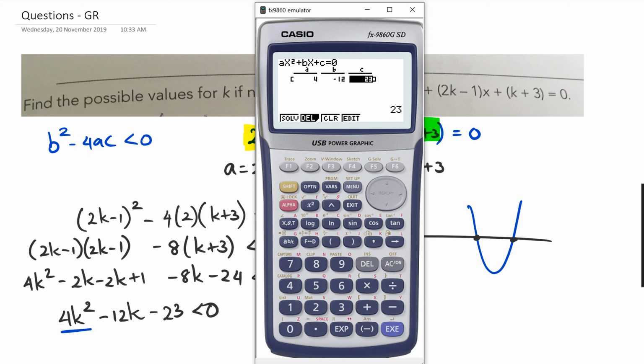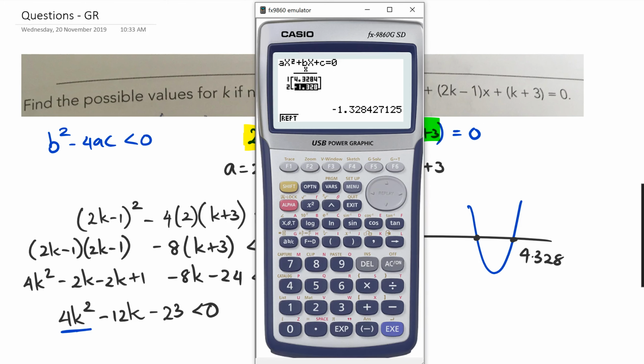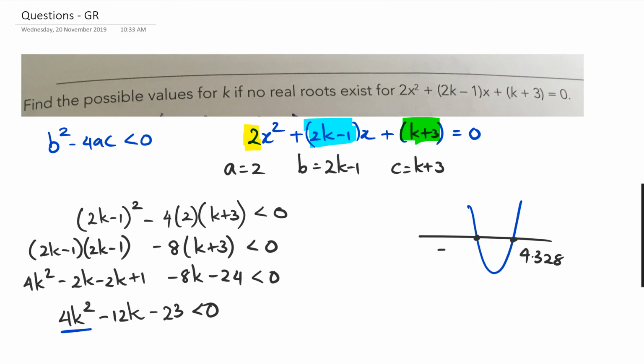And I've got a problem. The problem is I haven't actually put the numbers in right. That should be minus 23. There we go. And so those are my two roots right there. I've got 4.328, and the other value was negative 1.328.